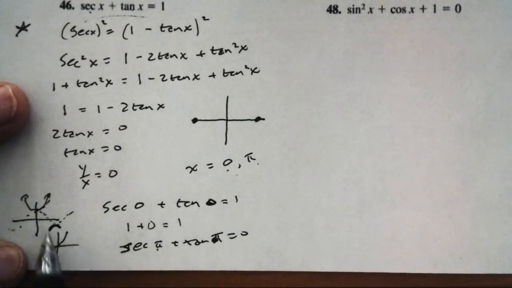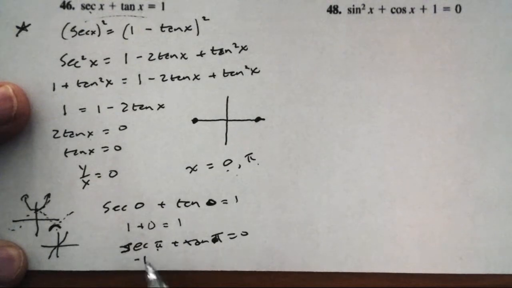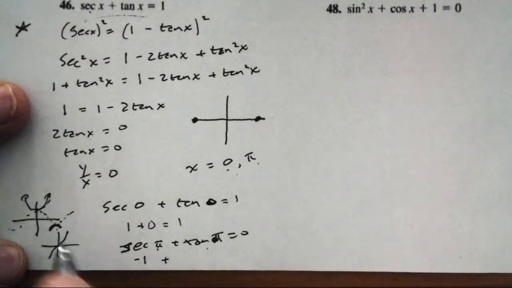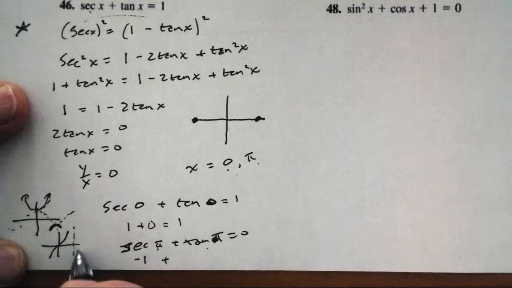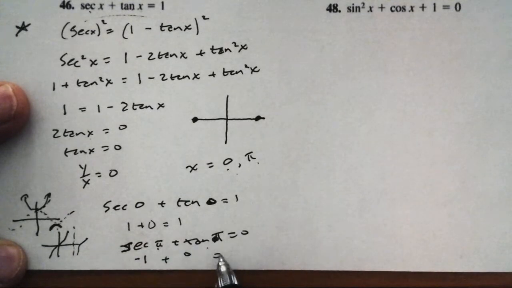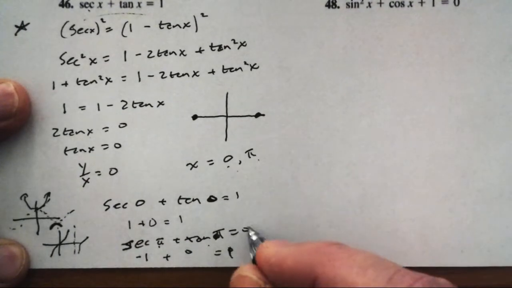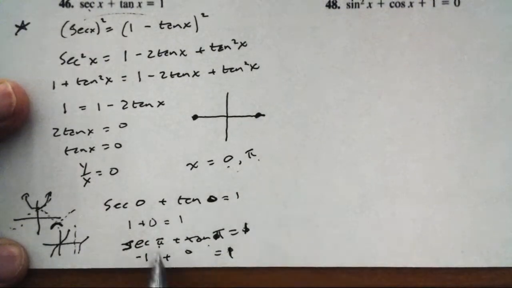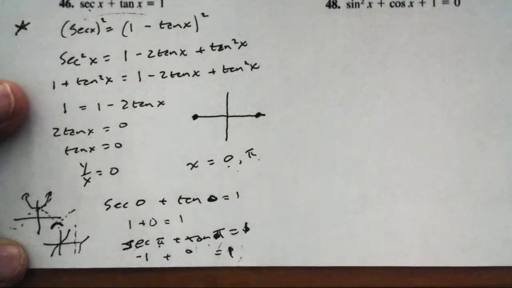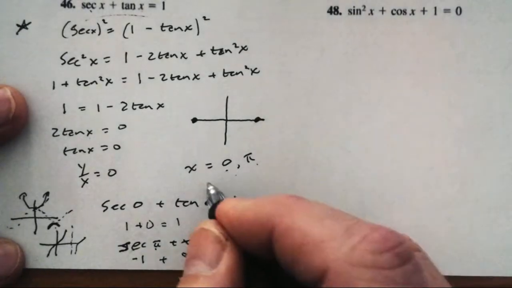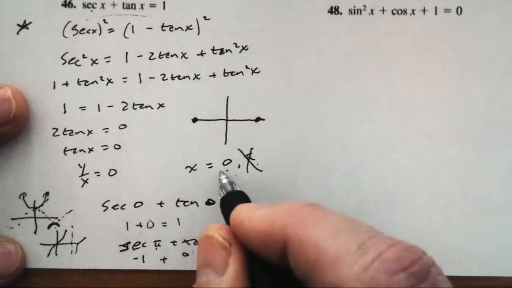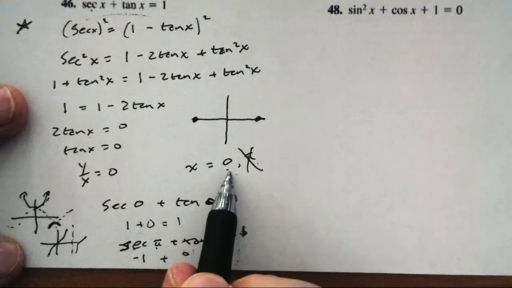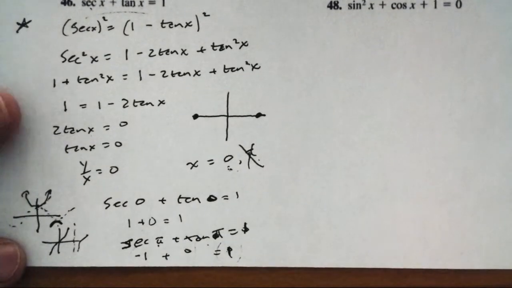Secant of pi is -1 plus tangent of pi. Well, tangent of pi is right back at 0. See, these don't equal 1. Sorry about that. These don't equal 1, but if I was to square both sides, I'd turn that false into that true. So that's the shame of this one. We get a false read on this problem, and only x equals 0 is an answer.